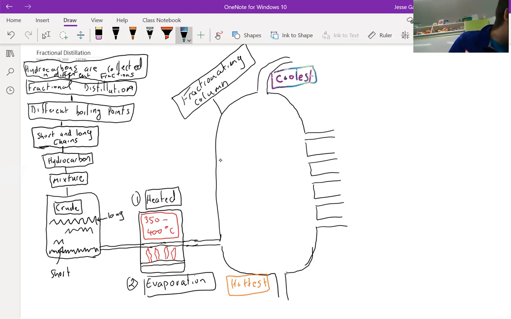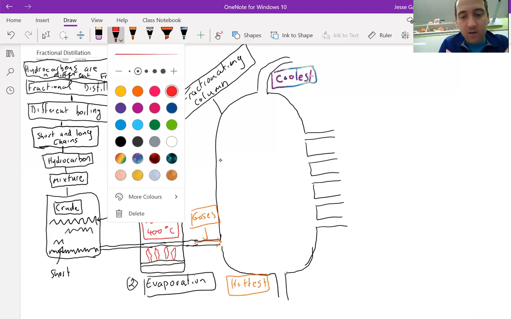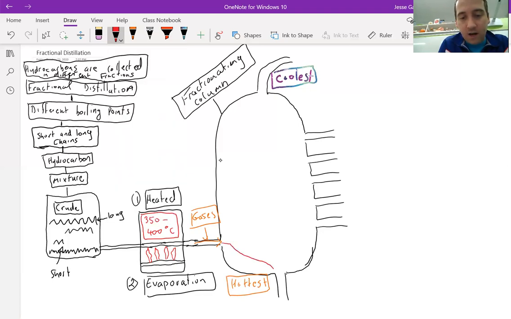So we now have our vaporized gases flowing in here. Most of the hydrocarbons have turned into gases and they are flowing into the column. Now, some of the hydrocarbons with the absolute highest boiling points won't evaporate in the burner. So when they flow into the column, they are going to flow straight down as liquids and flow out the tube at the bottom. So these are substances which do not evaporate.